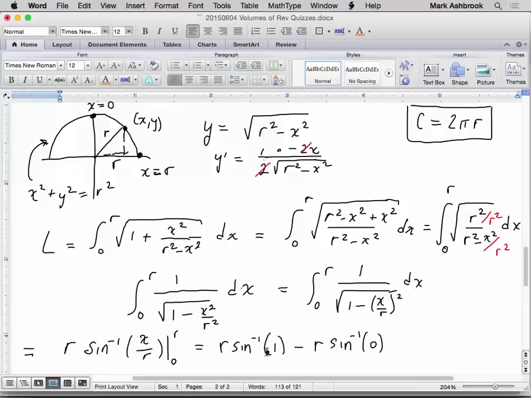What is the sine inverse of 1? Oh, no, I think it's right. Sine inverse of 1: what is the angle between negative pi over 2 and pi over 2 that would give a y-coordinate of 1 on the unit circle? Pi over 2, right? So it's r. Sine inverse of 1 is the angle that gives you a sine of 1. What angle gives you a sine of 1? Pi over 2. What angle gives you a sine of 0? 0. Did it work? It worked.